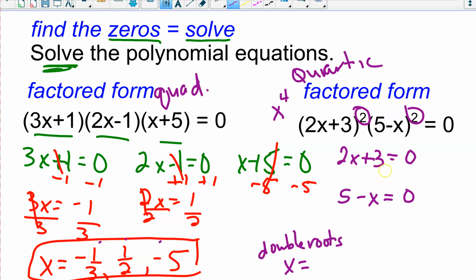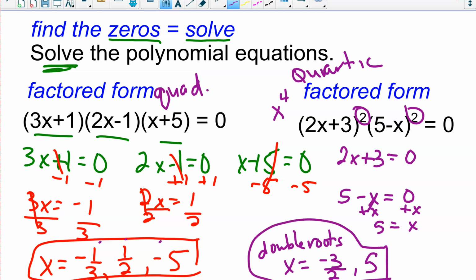So solving this one, subtract 3, divide by 2, so that's going to be -3/2. And this one right here, this one's a little bit trickier, so be really careful on the positives and negatives. So I would just add x to both sides, and you'll have 5 left on that side and x on this side. So x is equal to 5. Another way to do it is move the 5 over, but then you have to divide by -1 on both sides. So be really careful that you end up with a +5 on that one.